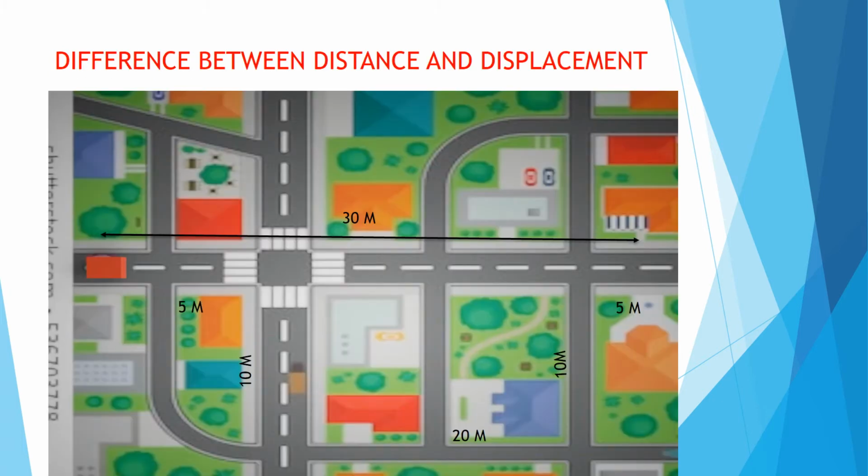Think that this box is your car and you have to go to school, which is right there, by picking up your friend whose house is here. So you are moving this way. But the displacement between the school and the car is only 30 meters, but the distance traveled is 50 meters because of picking up your friend.